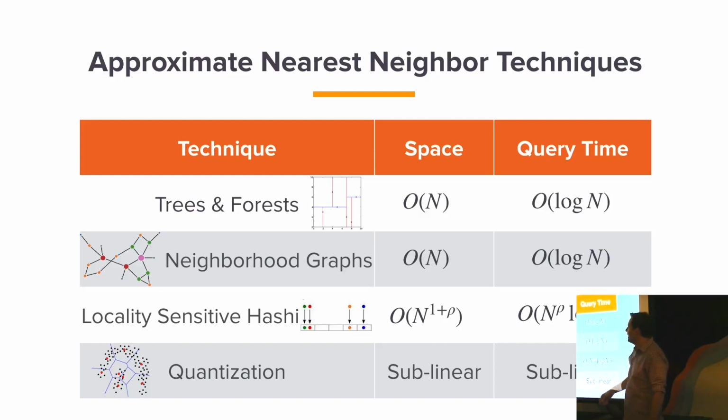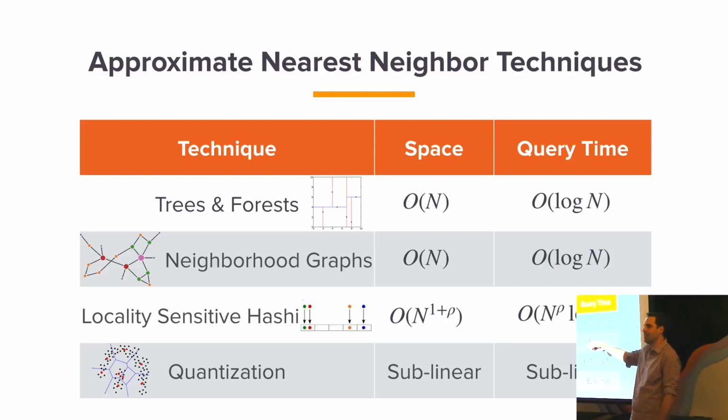A few other common techniques are neighborhood graphs. These are getting a lot of attention because they're really fast and really accurate. But we have to store all of the vectors, right? Locality-sensitive hashing is another technique that got really popular about 5 years ago. But it still needs to store quite a bit of data. And its query time, while good asymptotically, is not good in practice. So these are asymptotic query times.